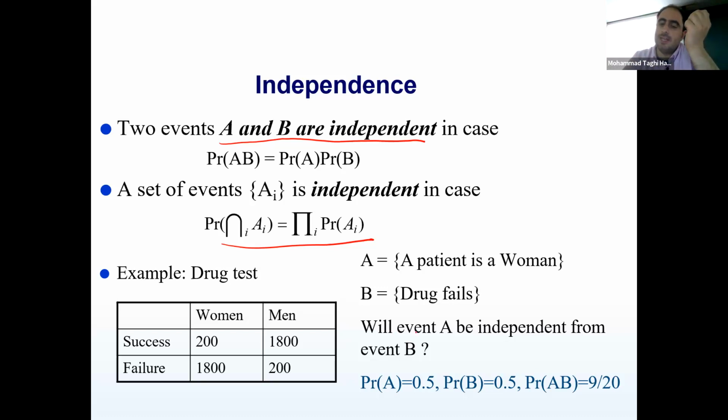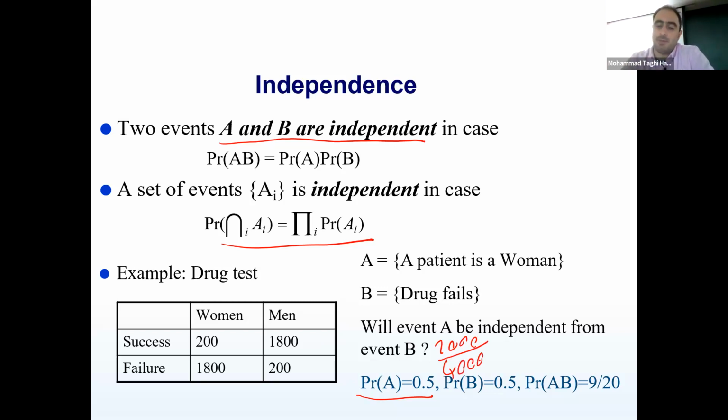Now the question is: will event A be independent from event B? Good. So let's write the probability of A. What is the probability of A? How many people are A, meaning the patient is a woman? What is the probability of A? It's 50%, or half, because 2,000 people out of 4,000 are women, so that would be equal to 2,000 over 4,000.